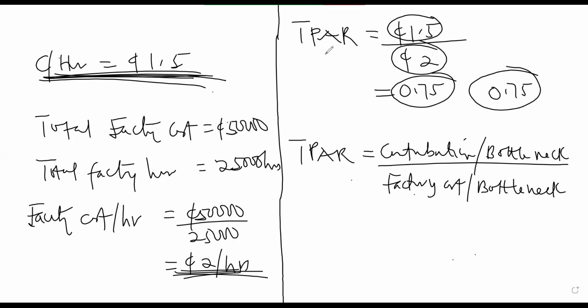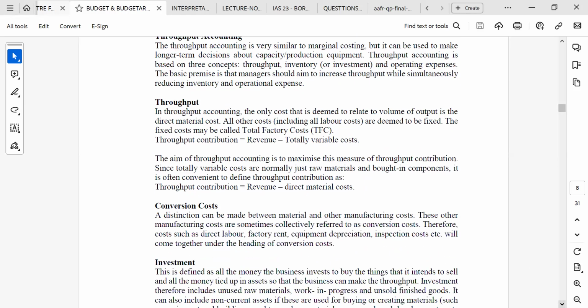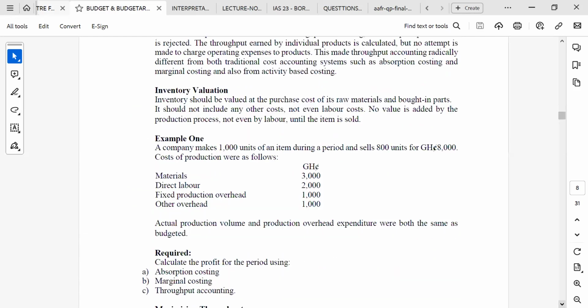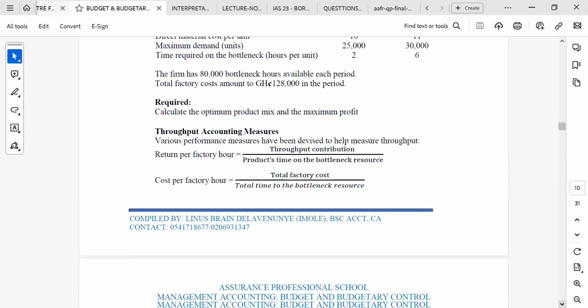But what about multiple products? We look at that, but first we have to move from simple to complex. So let's look at a situation where we pick a question relating to a single product, and they ask us to calculate the throughput accounting ratio. Let's pick two questions on the single product and see how we can go about it.